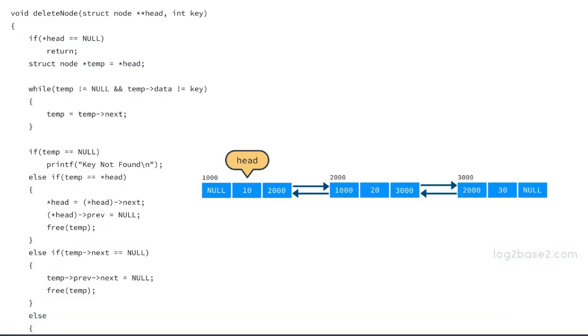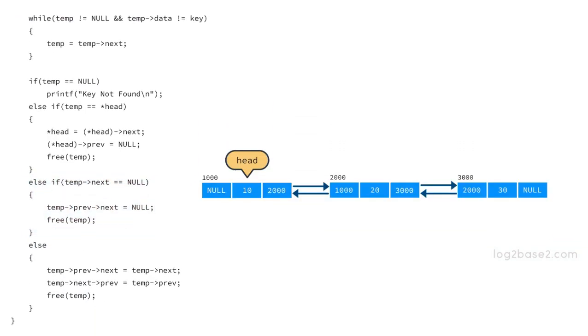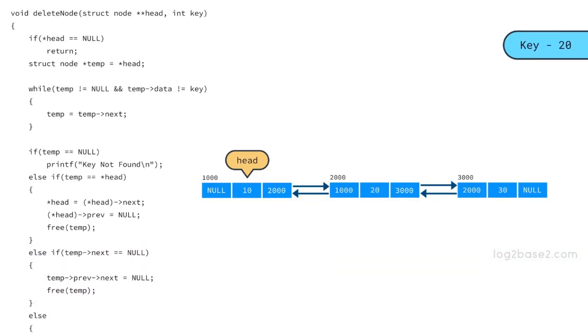Now let us see the code to implement it. Here key equal to 20. First we have to follow the same steps, the same code. Check if the linked list is empty, but it is not. So make temp point to head. Now iterate over the list to find the node to be deleted.